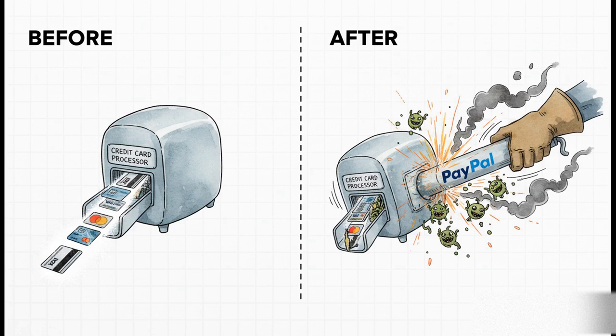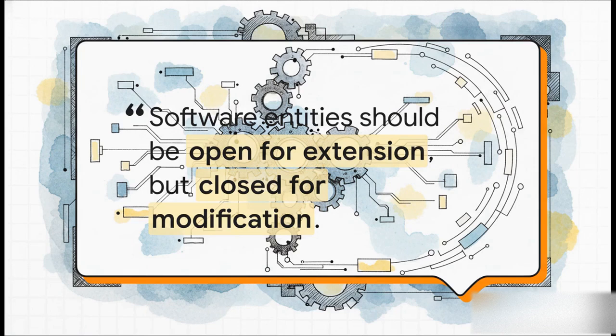The absolute worst thing you could do is dive into that working credit card code and start messing with it. That's just asking for bugs. The principle states that your code should be open for extension, but closed for modification. So what does that really mean? It means you should be able to add new functionality without ever changing the existing proven code.